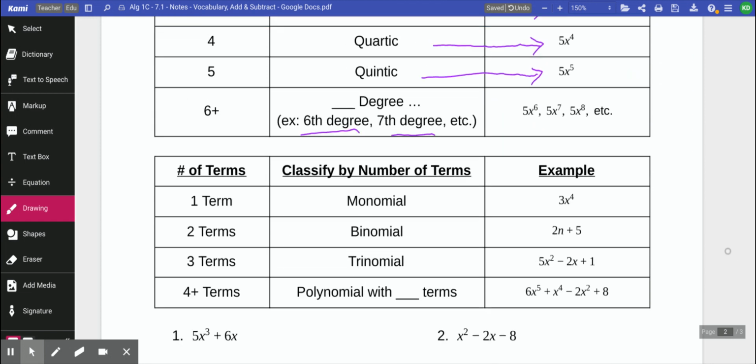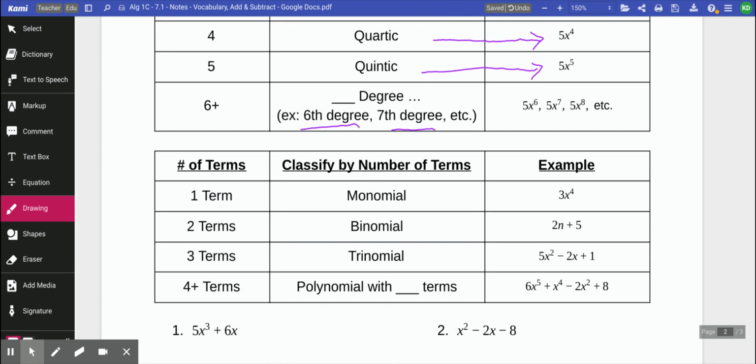So for number of terms, we only really have 3 words. And then again, we have one that's just for anything 4 or more. So if we have one term, it is a monomial, right? Mono meaning one. So think like monocle, right? Is one eyeglass, like Mr. Peanut or the Monopoly Man, something like that. Monopoly also, same thing, Monopoly. One person has all the money, okay?